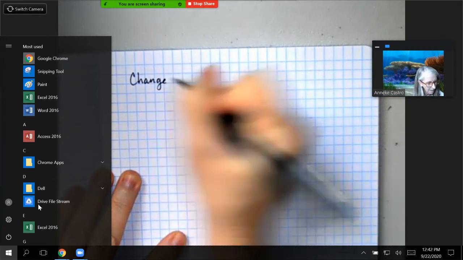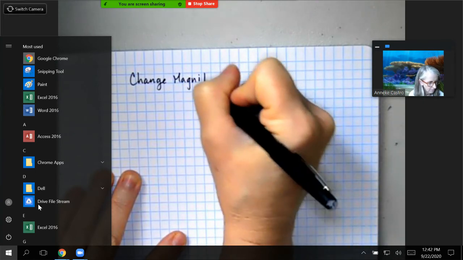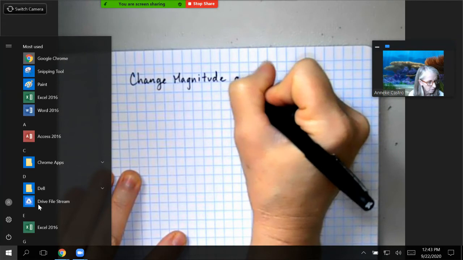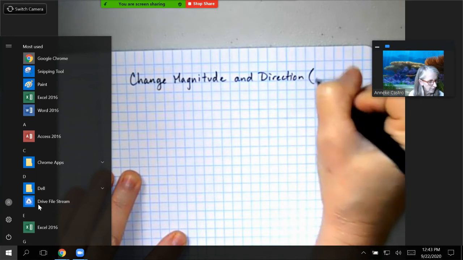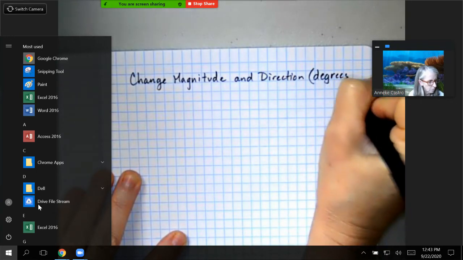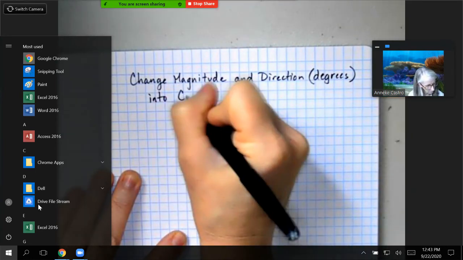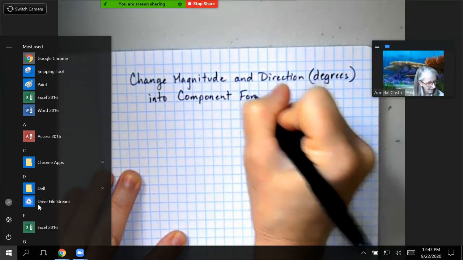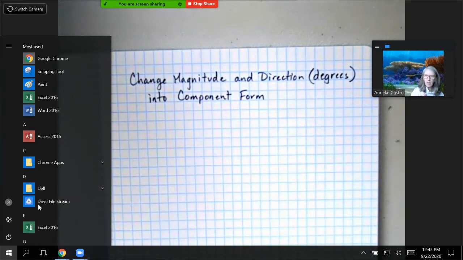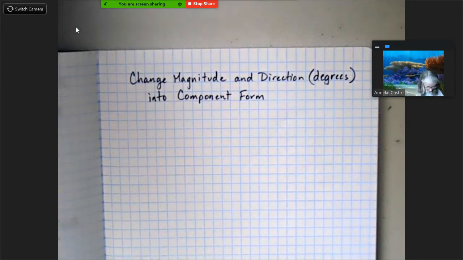Change magnitude. So if we know the magnitude, how do we write the vector? So change magnitude and direction, which is going to be given to you in degrees, so like compass direction, into component form. Because when it's in component form, we can do some mathematics on it much easier, like adding vectors. So, you could be given a vector.